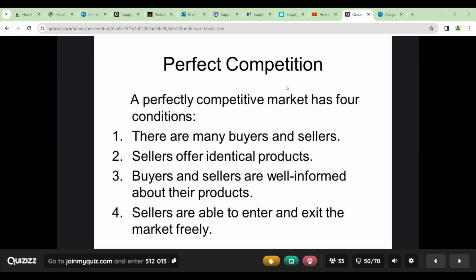And then Monica said farmers market. So that could meet the criteria too. Many buyers and sellers. The products are very close to identical. You can get a lot of information on the products online, and you can enter and exit the market freely. Yeah, so farmers market would be a good example. Great examples, everyone.